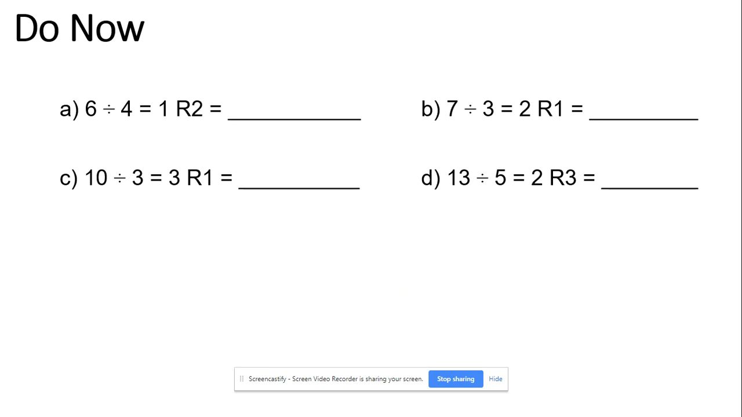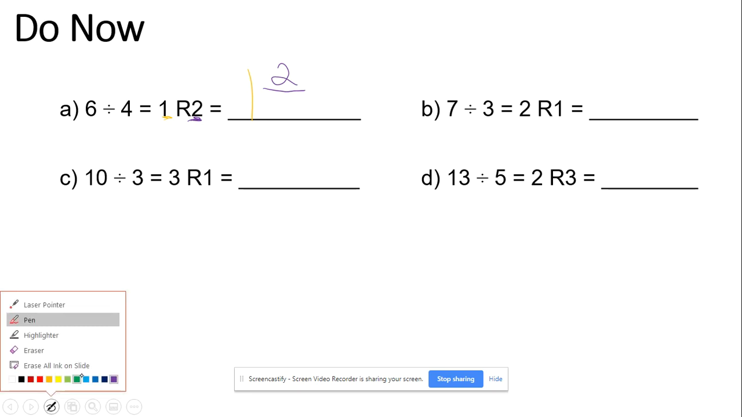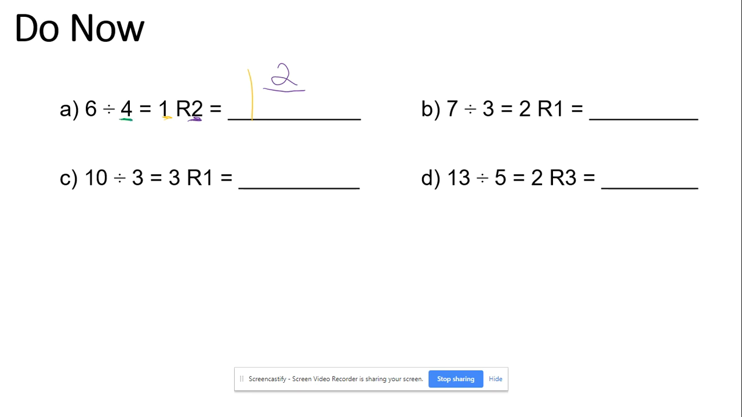So the other part of the do now is a little tricky. We're rewriting a division quotient, so the answer to a division problem, as a mixed number. So remember, the first number here is our whole number. So we have 1 whole. The remainder is going to be our numerator. It's what's left over. And the number we divided by here, 4, is going to be our denominator. So 1 remainder 2 is equal to 1 and 2/4.